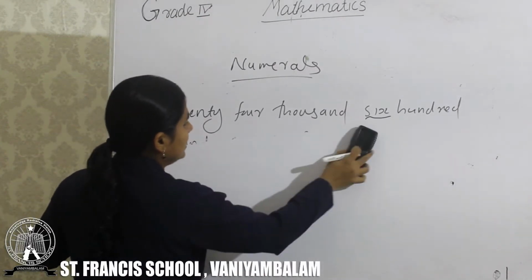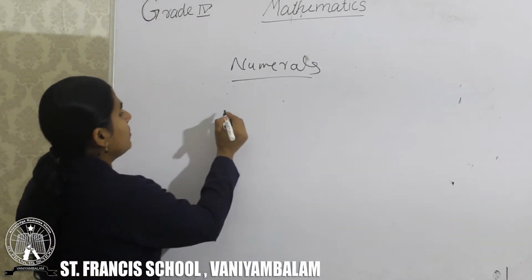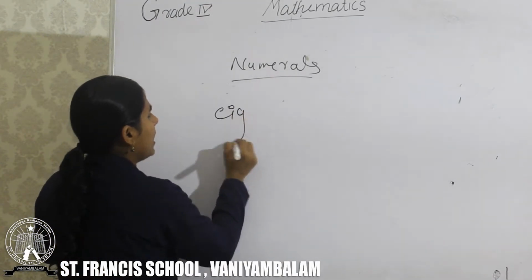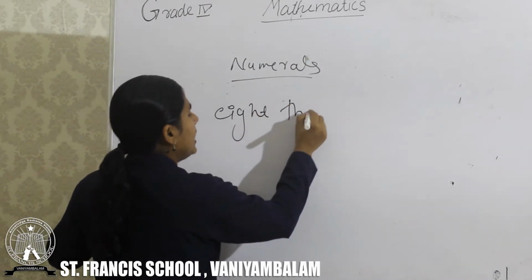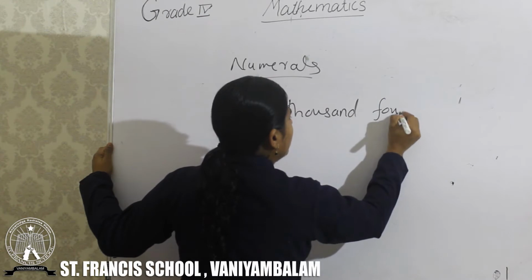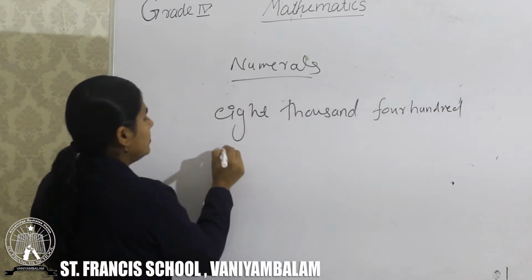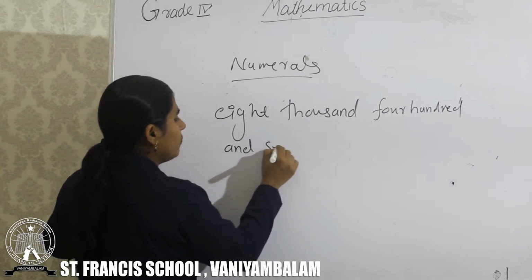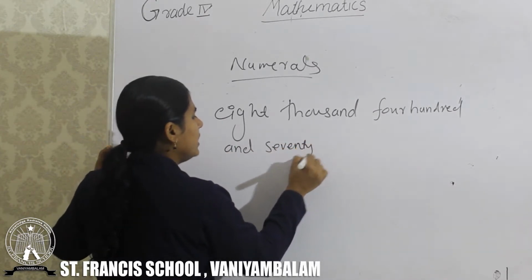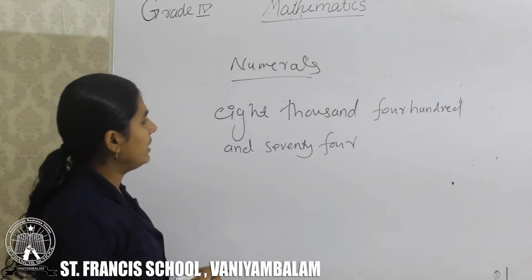Children, some students have doubt how to write the numerals of 5-digit numbers. One more I will explain. Listen here. Suppose this is your number name: 8,000 and 8,400 and 74. This is the number name I gave to you.